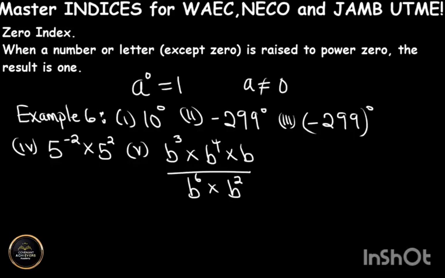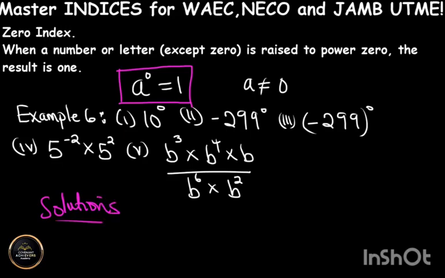Okay, for the zero law or the zero index, when a number or letter except 0 is raised to the power 0, the result is 1. Just like what we can see here. Now when you have any number a raised to the power of 0, the result is 1, provided a is not equal to 0. And we have the following examples, and let's look at how we are going to solve these together.